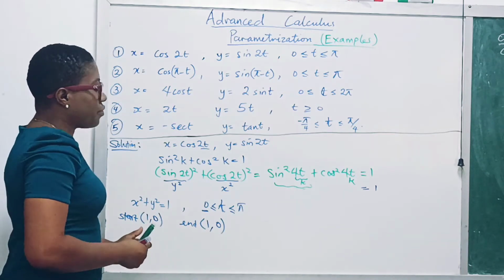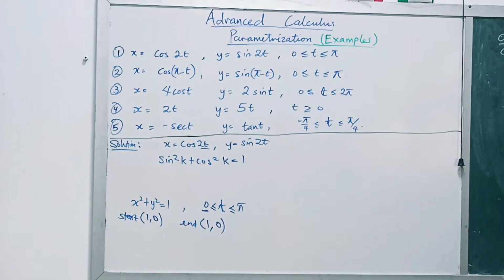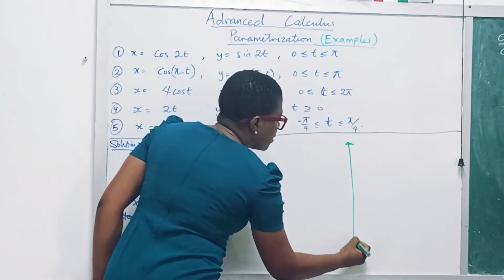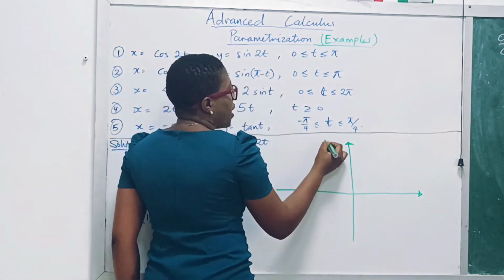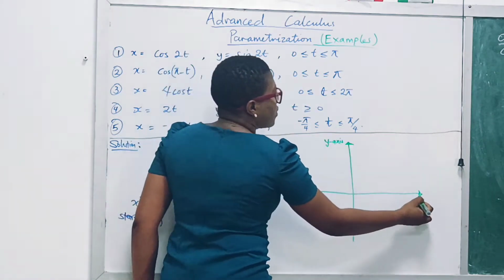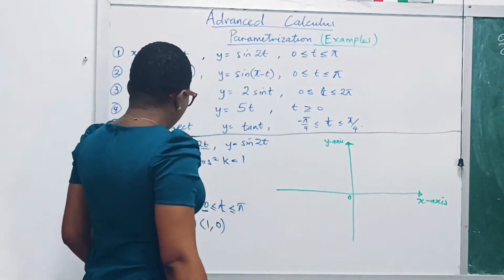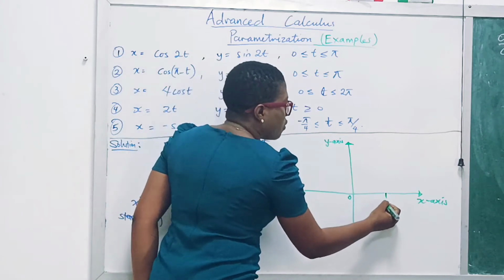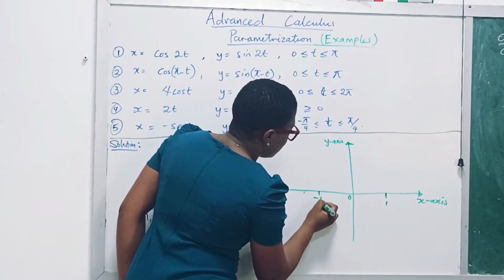Let's sketch it. Okay. We'll draw our Cartesian plane first, like we said. Then we label y as this, x as this, after which we put our 0. Then we check what our r is. Our r is 1. The center is the origin 0, 0. So I'm going to start at 1. The difference is still going to be 1, so this will be minus 1.